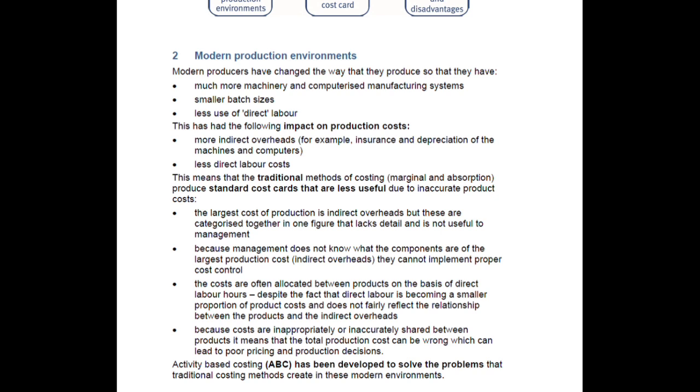cost, it has been allocated between products on the basis of units. But ABC says different. The costs are often allocated between products on basis of direct labor hours, either units or labor hours, despite the fact that labor hour is becoming smaller production of product cost now and does not fairly reflect the relationship between products and indirect overheads. Because the costs are inappropriately or inaccurately shared between the products, it means that the product total production cost can be wrong, which is why it leads to poor pricing and production divisions.